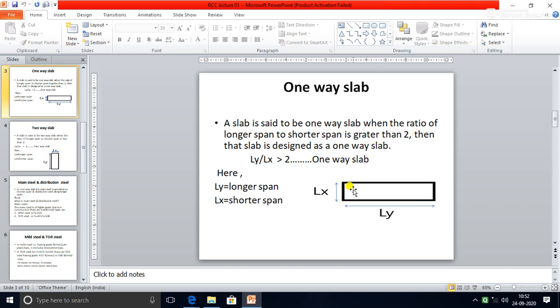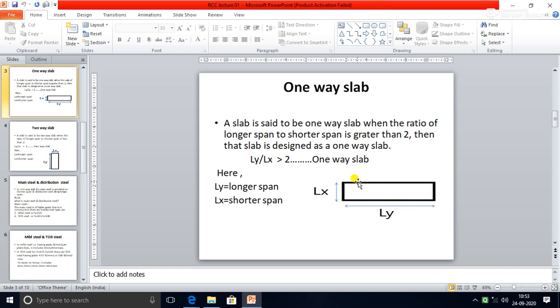In which direction the main steel is provided and in which direction the distribution steel is provided, that is very important. Suppose we provide the main steel along this longer span and distribution along this shorter span, then what will happen? As we provide the main steel along this longer span, the bending moment will increase. So the deflection of slab increases.